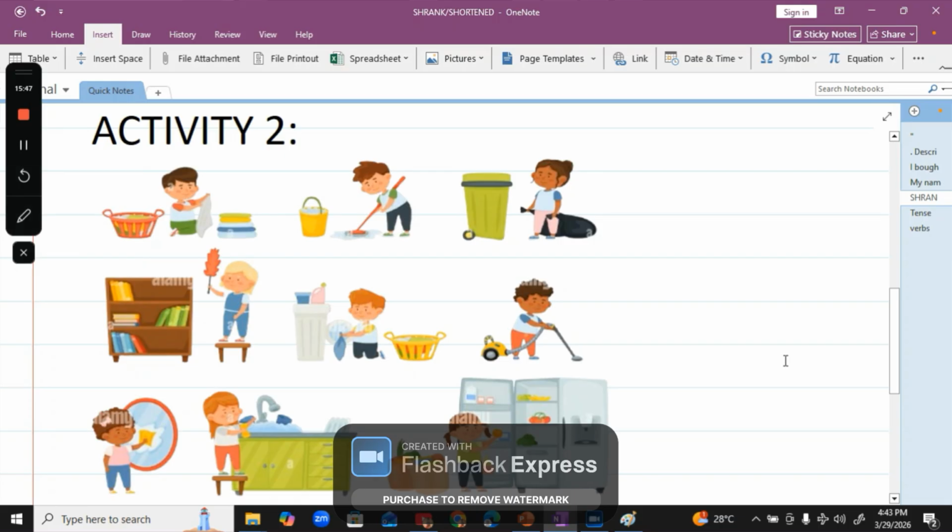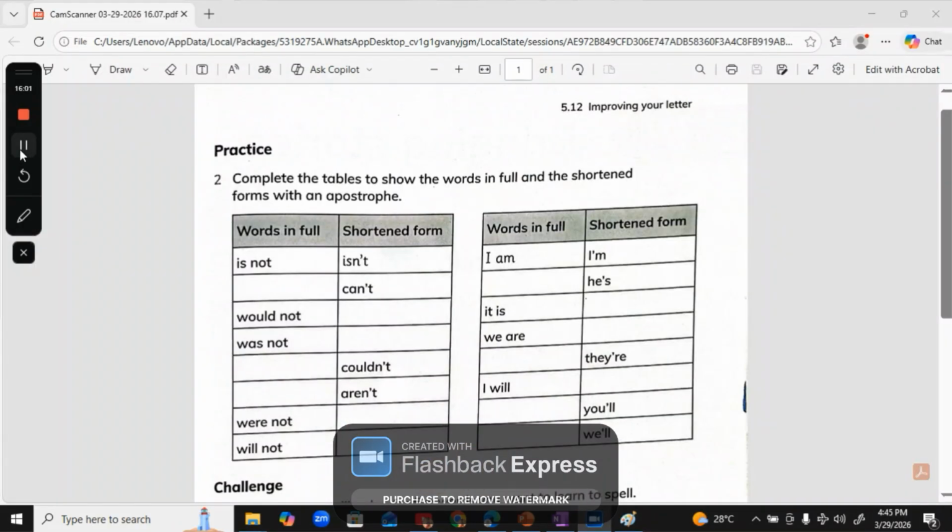So the time's up. Take out your workbooks now. I hope you guys have completed this activity as well. Take out your workbooks now. Page number 121. Alright, on page number 121, we have a practice exercise for contractions.